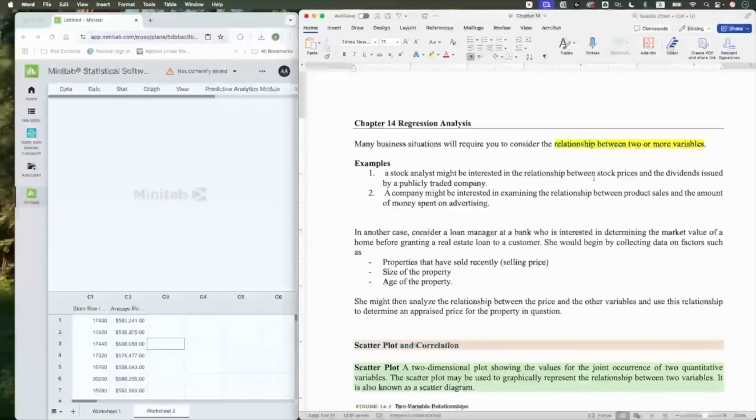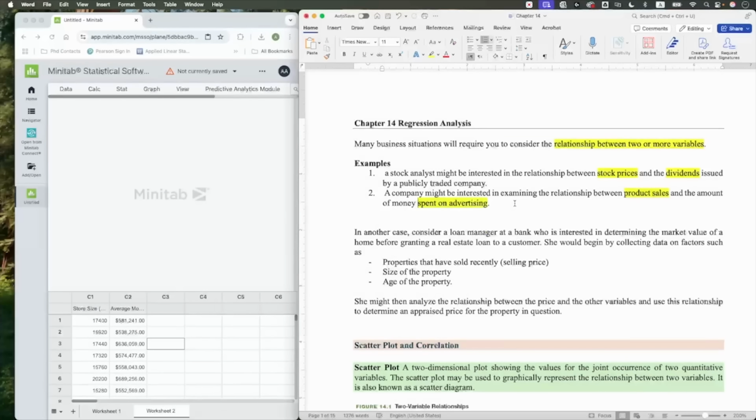For example, someone is willing to look at the stock price versus the dividends. Do we have a relationship between these two variables? If the stock price goes up, do the companies pay more dividends or something, or no? Maybe someone's looking for a relationship between the product sales and the amount of money spent on ads. If we spend more money on ads, are we going to make more sales or something? So, people are willing to study the relationship between multiple variables.